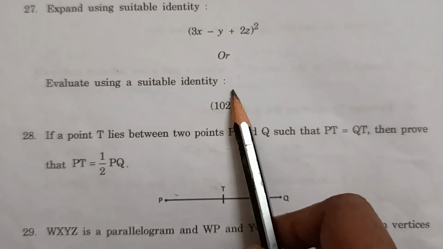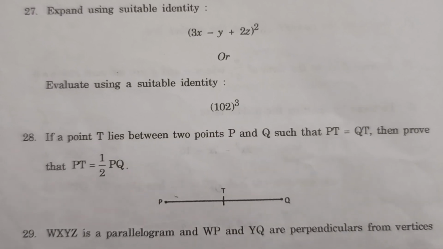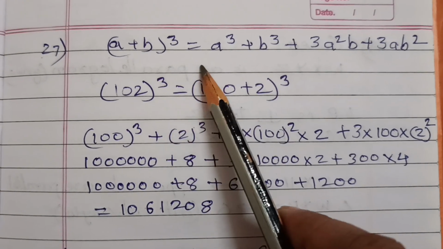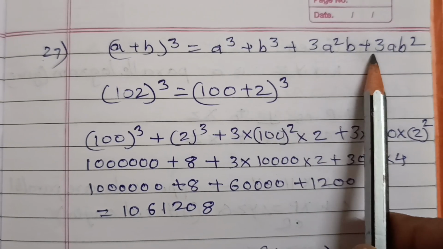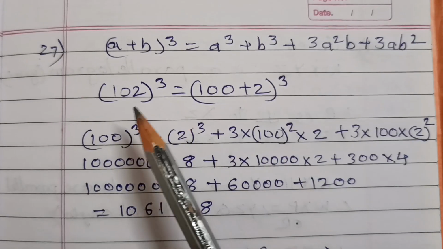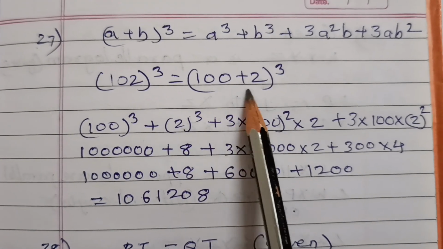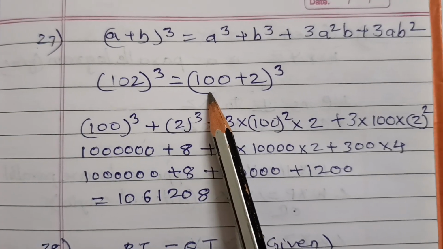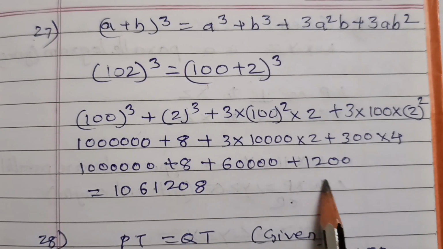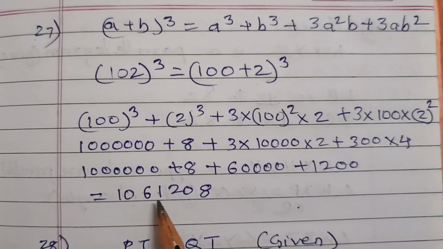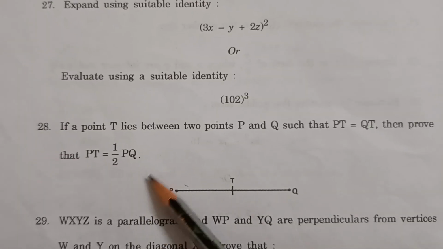Evaluate using a suitable identity. Either you can solve this or this. So 102 cube. Using this identity, a plus b cube is equal to a cube plus b cube plus 3a square b plus 3ab square, and splitting 102 as 100 plus 2 cube. Substitute 100 as a and 2 as b in this identity, and after solving this, here we are getting the answer 1061208.